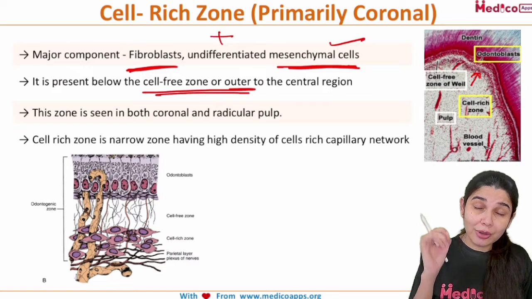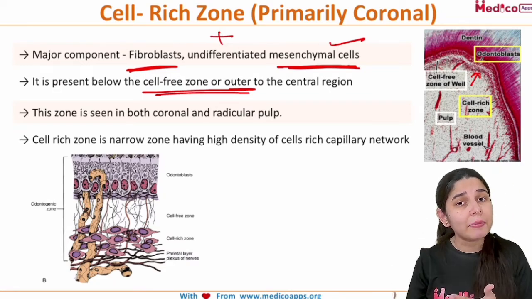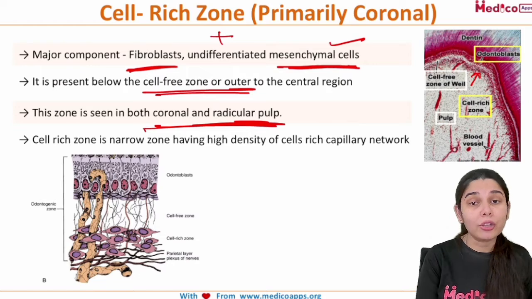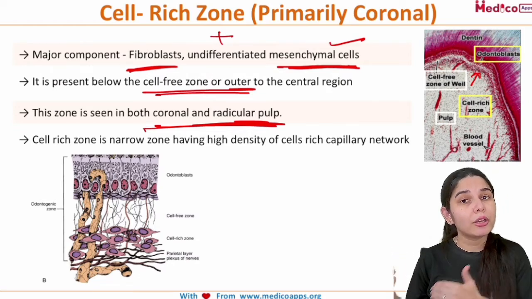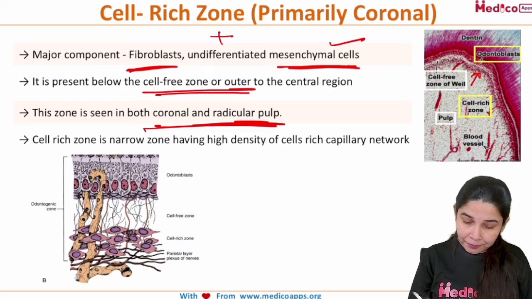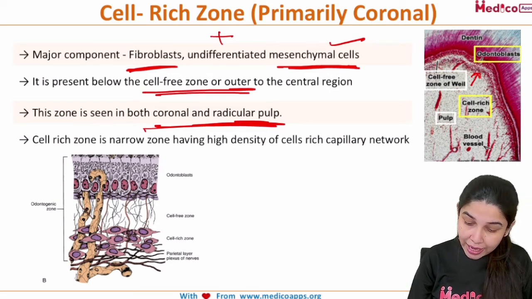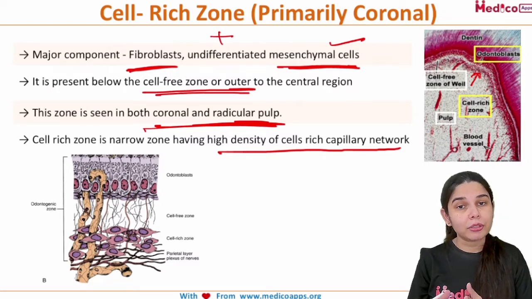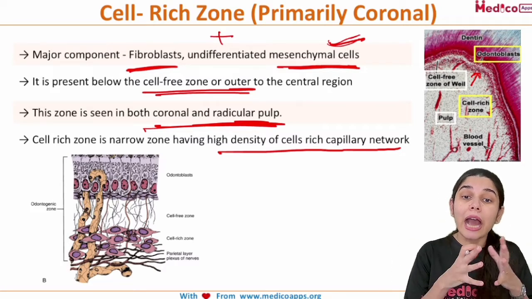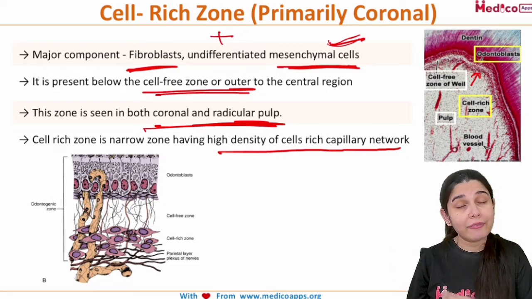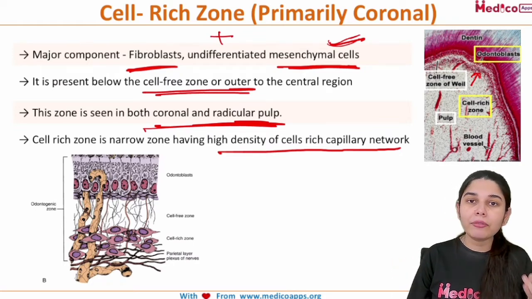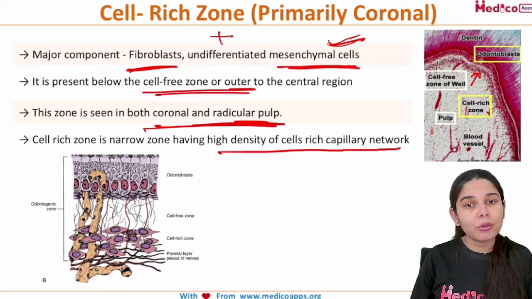And here you need to understand this, and you need to remember this. Sometimes this can be asked as an MCQ question, that this particular zone, the cell-rich zone, is seen in both coronal and radicular pulp. The pulp has two parts, the coronal pulp and the radicular pulp. So this particular portion is present in both the pulp zones. And lastly, this cell-rich zone also consists of a high density of cells which are rich in capillary networks. As I've already told you, these have lots of cells, that's why they are called the cell-rich zone. They have a high density of cells with a very good capillary network. So till now we have discussed the odontoblastic zone, the cell-free zone or the Weil zone, and the cell-rich zone.